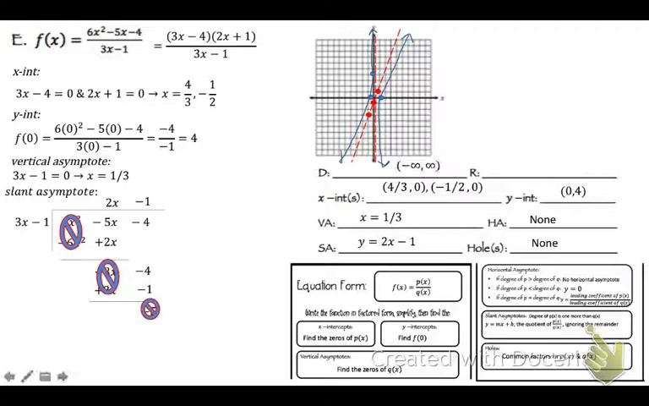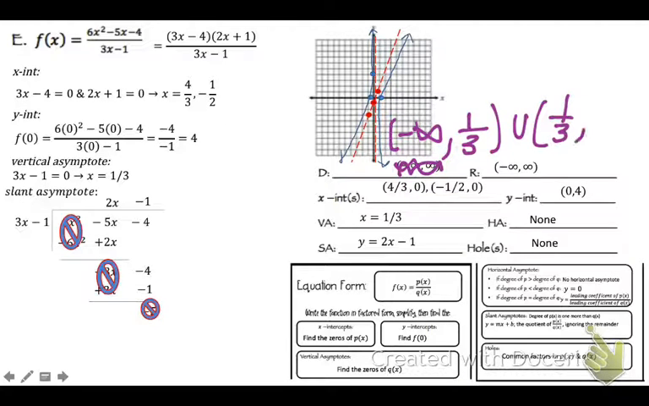So my domain is -infinity to, that is wrong. I'm just going to put the range up there too. The domain is not -infinity to positive infinity, sorry. The domain is -infinity to 1/3, not 0, and then 1/3 to infinity. That's the domain. Range is -infinity to positive infinity.